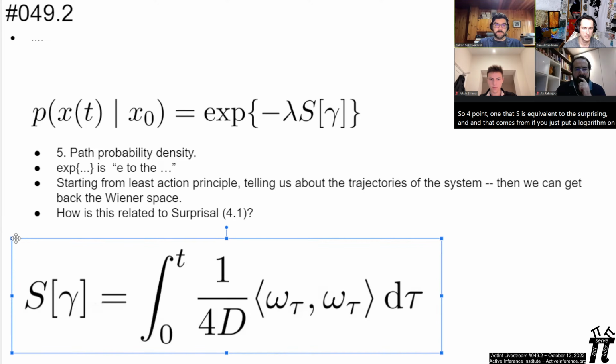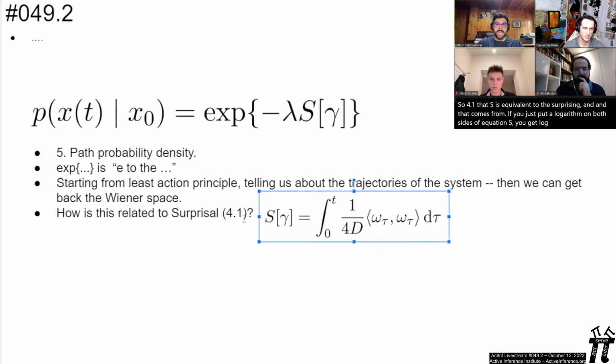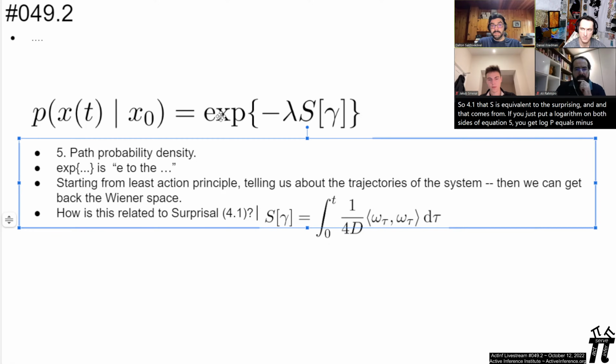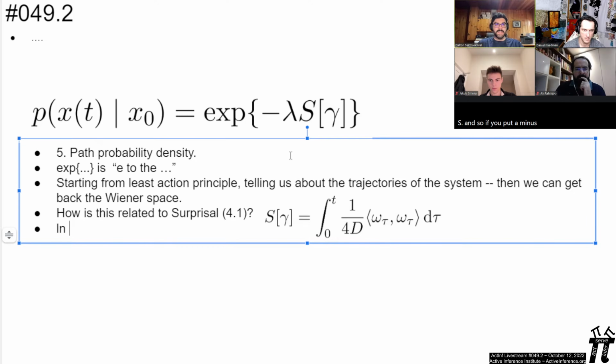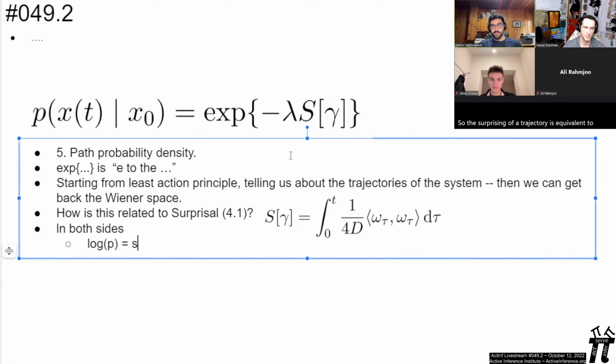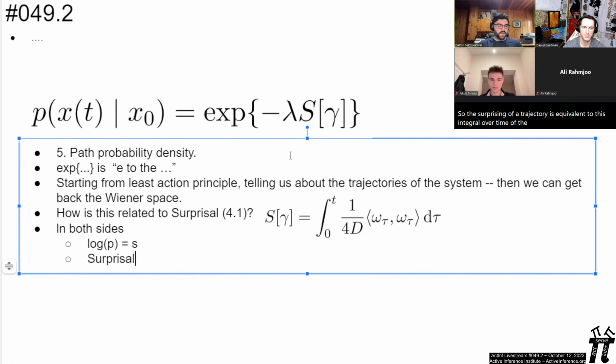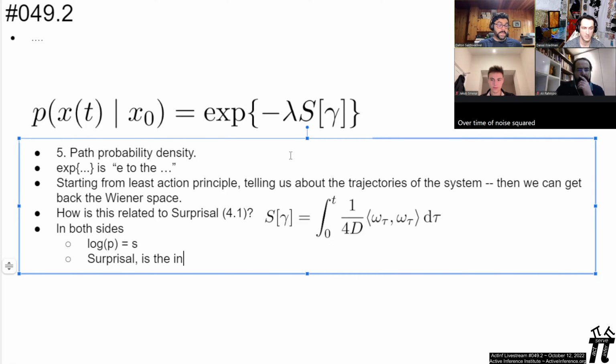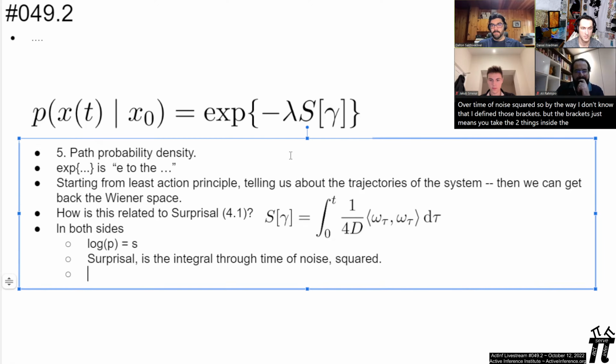And that comes from, if you just put a logarithm on both sides of equation 5, you get log p equals minus s. And so if you put a minus on both sides, then you get minus log p equals s. So the surprisal of a trajectory is equivalent to this integral over time of the noise squared. By the way, I don't know that I defined those brackets, but the brackets just means you take the two things inside the bracket and you multiply them by each other. So really this is just the integral through time of the noise squared.